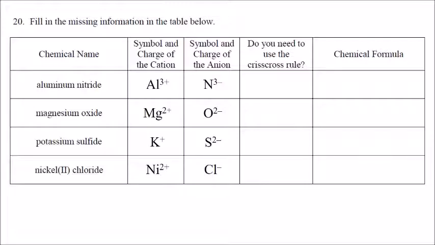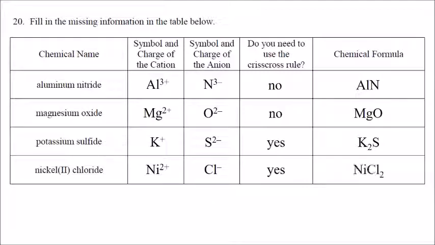So for aluminum nitride, we do not have to use the crisscross rule, and the formula is simply AlN. For magnesium oxide, again, no crisscross rule, and the formula is MgO. With potassium sulfide, yes, you have to use the crisscross rule, and we get K2S. And with nickel and chlorine, yes, use the crisscross rule, and the formula is NiCl2.